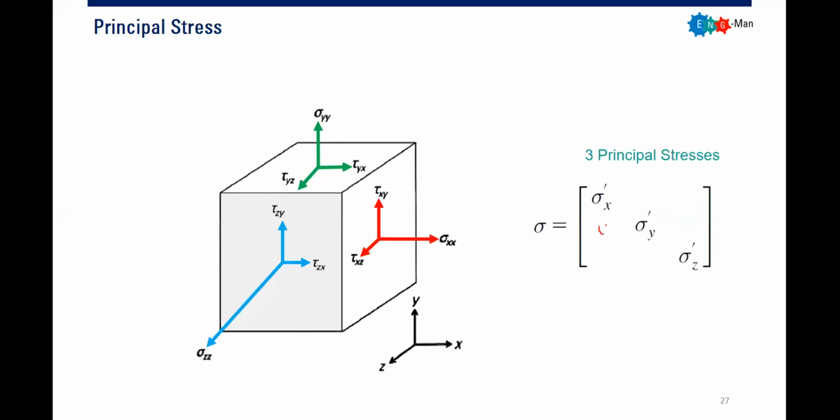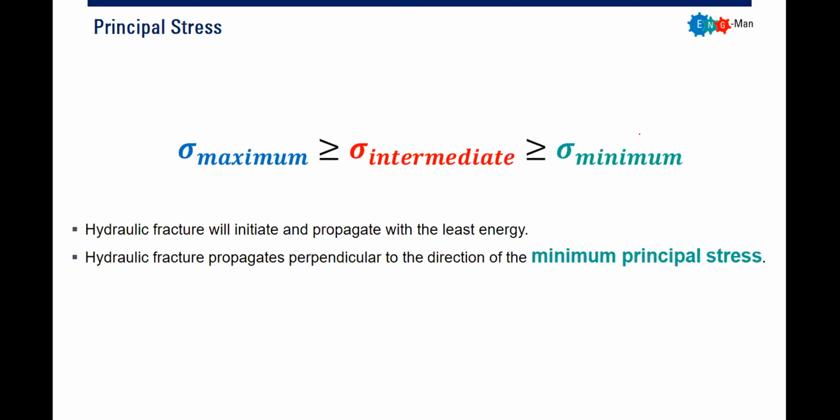Now everything in this tensor will be 0 except these 3 principal stresses. Everything else will be 0. So after transforming our coordinate, our direction, we have only 3 principal stresses. And those principal stresses are actually stress maximum, stress intermediate, and stress minimum. This is very, very important.